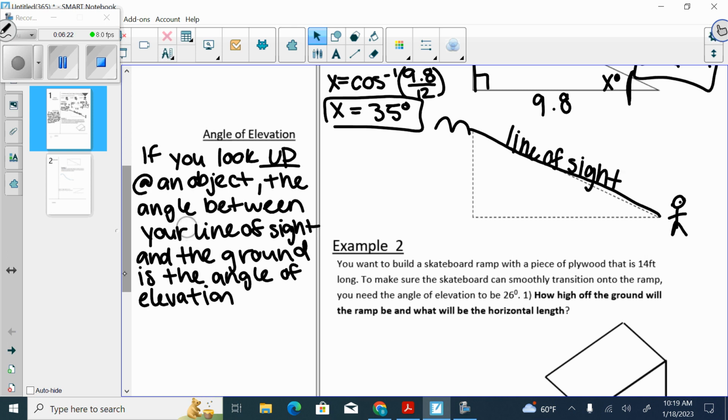Your angle of elevation or depression is always going to be the angle that falls between your line of sight and a horizontal line. Well, if I'm looking up, I'm probably down here on the ground, right? So the ground is what is going to be your horizontal line. And your angle of elevation is the angle between those two lines. So this right here is my angle of elevation.